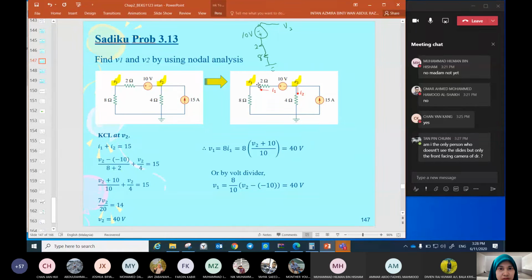Or if we look at this branch, we can solve this by using voltage divider. How? We want to find V1. V1 is the voltage drop across the 8 ohm. So 8 here divided with the summation of R at this branch, which is 10, multiplied with the voltage supplied to this branch. The voltage supplied to this branch is V2 minus 10. We will get the same answer.